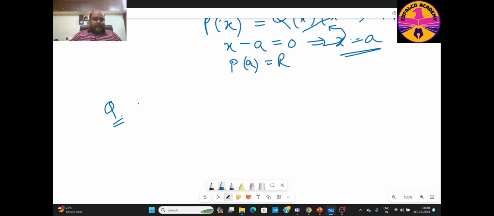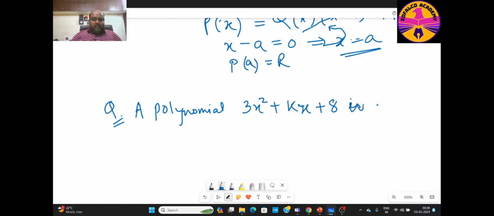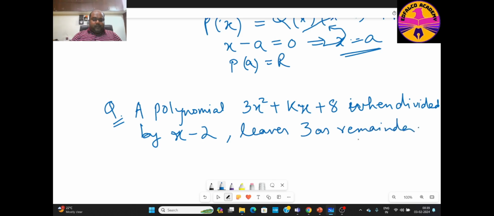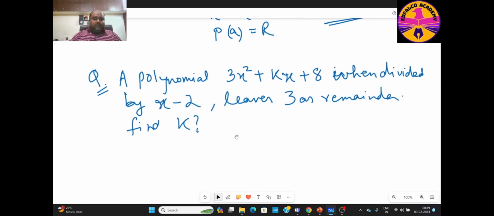So for example, a polynomial 3x square plus kx plus 8, when divided by, let's say, x minus 2, leaves 3 as remainder. So find the value of k. The question is telling that we have a polynomial which is 3x square plus k times x plus 8. K is a coefficient basically, and it is going to be divided by x minus 2. And then once it is divided, it leaves the remainder 3. So in that case, what will be the value of k?